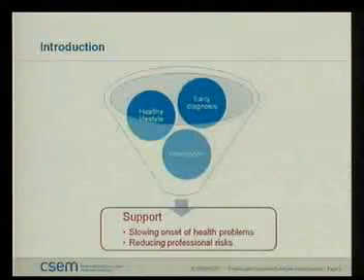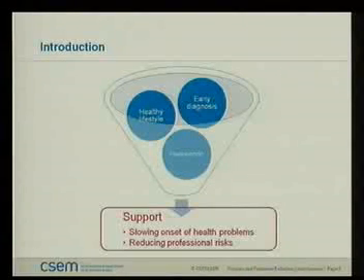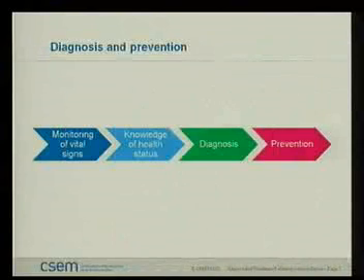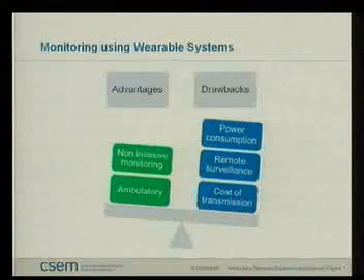Okay, when we want to support health problems and reduce risk for professional people, what we try to do is early diagnosis, have a healthy lifestyle, and prevent things from happening. So by doing this, we monitor vital signs, which will allow us to get knowledge about the health of the person, and hopefully we get then to diagnosis and, best of all, of course, prevent risk from happening.